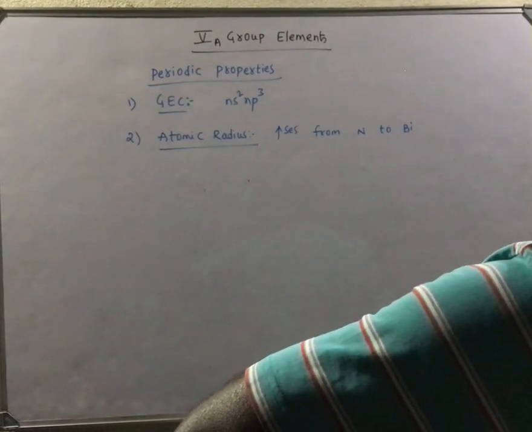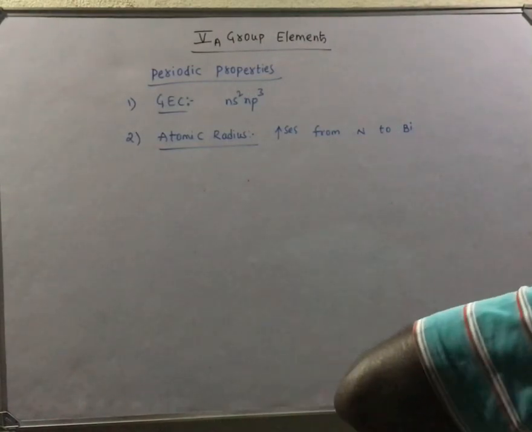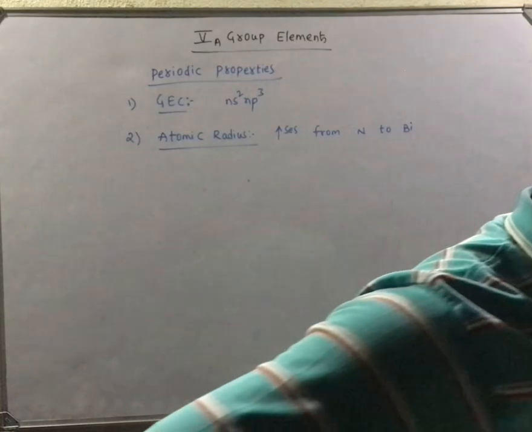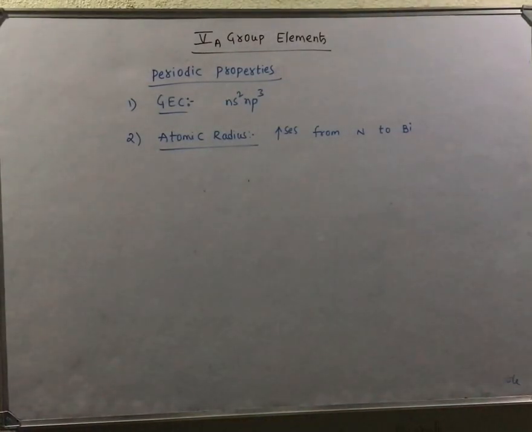There is a considerable increase in atomic radius from nitrogen to phosphorus, and a small increase from arsenic to bismuth is observed. This is due to the presence of completely filled d and f orbitals in heavier members.